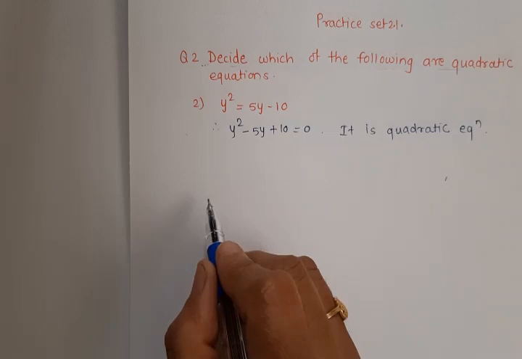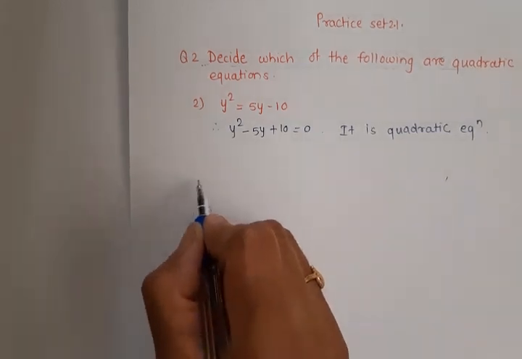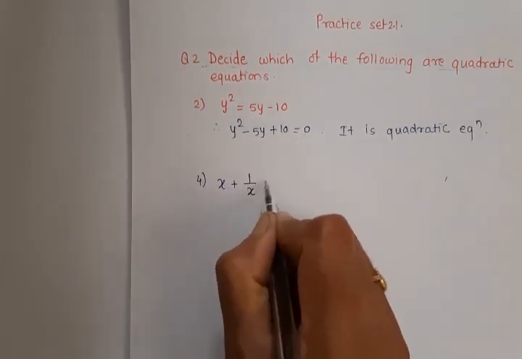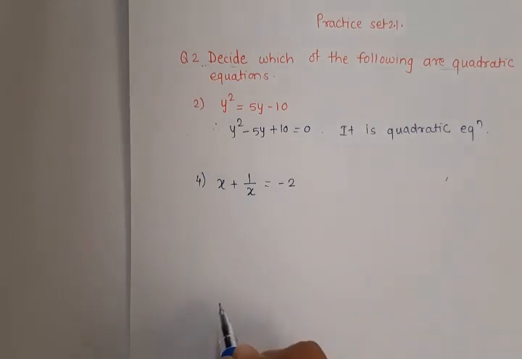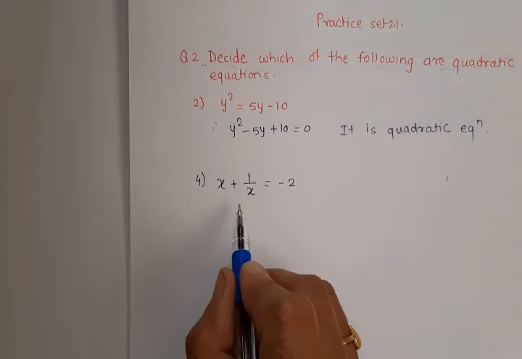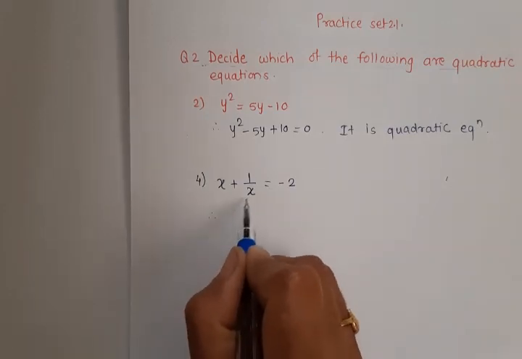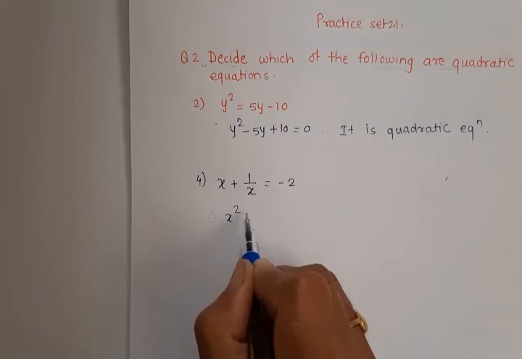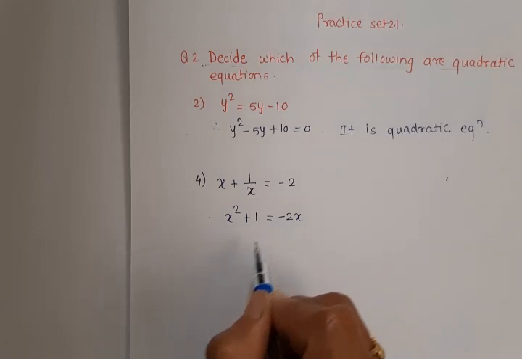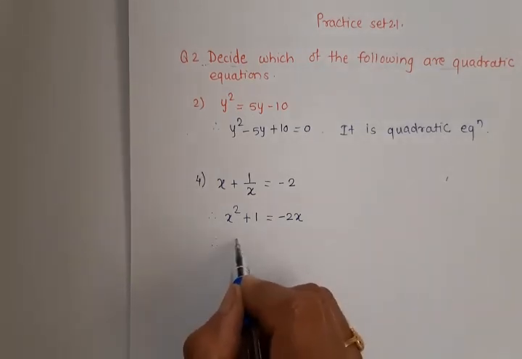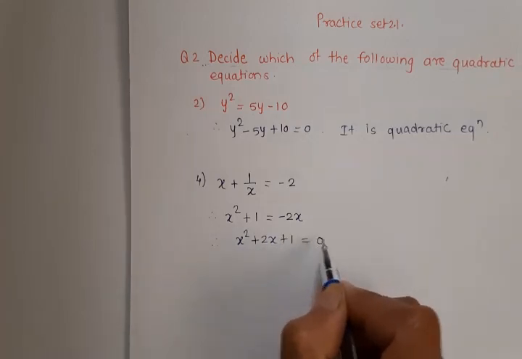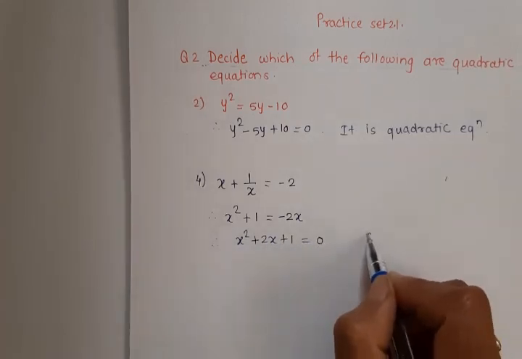One more I will take. See the fourth sum only I am going to take. x plus 1 upon x equals to minus 2. Now here we have to just equalize the denominator. That means on both sides we have to multiply with x. After multiplying with x, what we get? x square plus 1 equals to minus 2x. Now we will write in general form. We will get x square plus 2x plus 1 equals to 0. Therefore, it is also a quadratic equation.